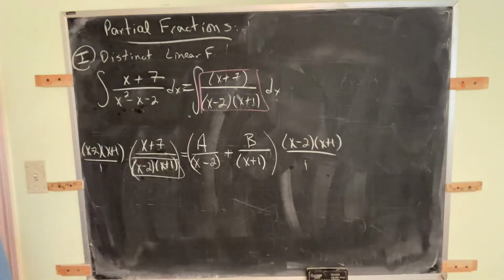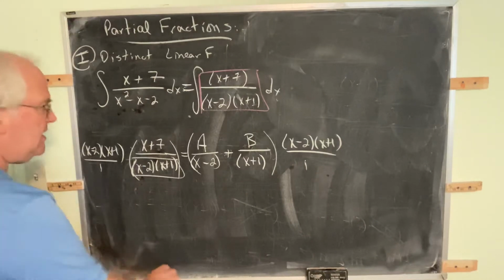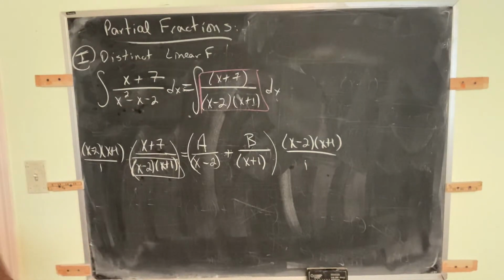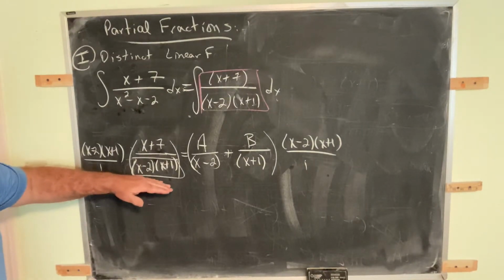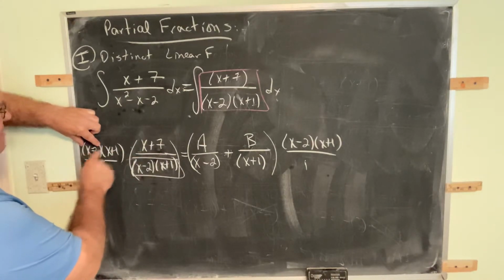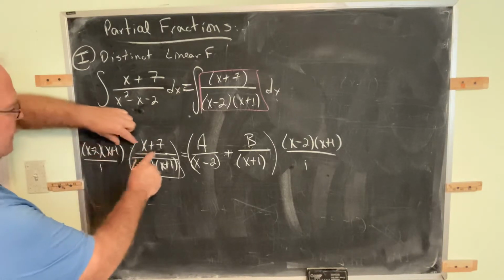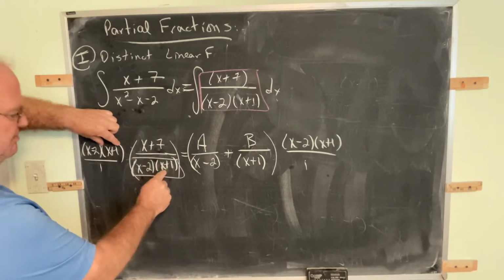Now what happens here, on the left-hand side, it is particularly easy. It's very straightforward on the left-hand side because here, when you multiply this in, is it clear? This x minus 2 cancels with this x minus 2. When you multiply in, this x plus 1 cancels with this x plus 1.